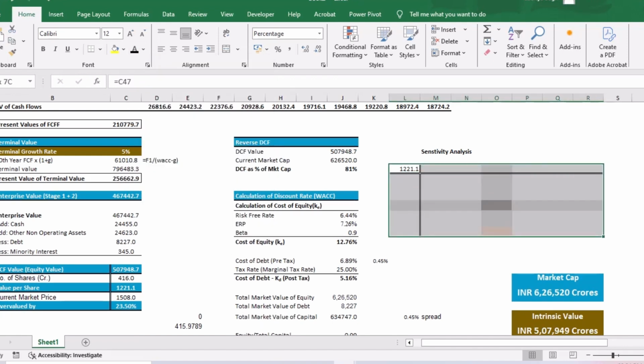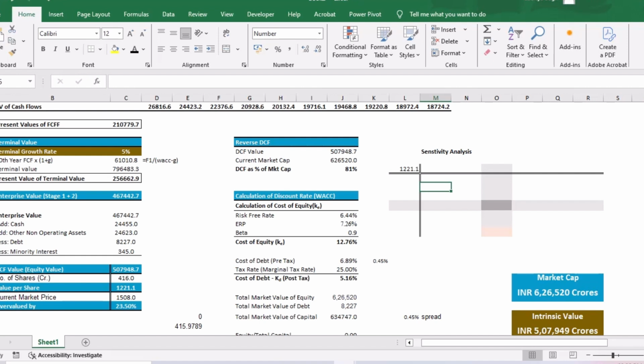Next, select this whole table. Beforehand, I will plot the discount rate or the WACC in this row and the terminal growth rate in this row. Take this as 5, and it would be 4.5, 4, 3.5. This side would be 5.5, 6, 6.5. You can take any figure. You can take it 7.